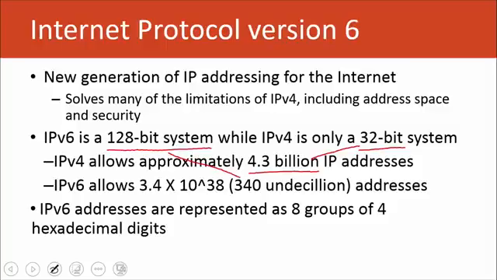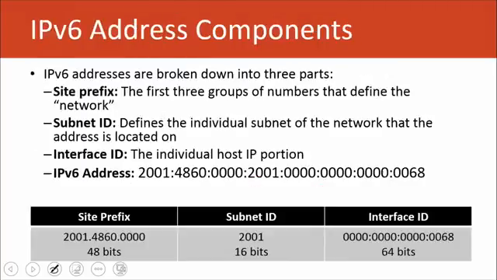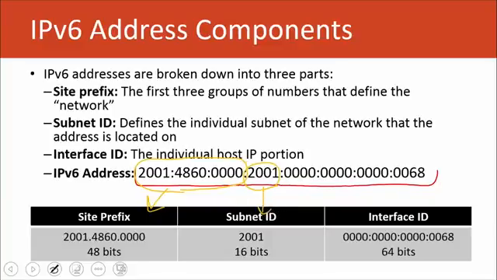They're actually 8 groups of 4 hexadecimal digits. And so here we have a sample of an IPv6 address, okay? There's a site prefix, so the first 3 groups, these right here, make up the site prefix. Then we have a subnet ID, which seems much, much simpler than our subnets with IPv4, right? Maybe not. And we have an interface ID, which is the actual host portion of the IPv6 address.